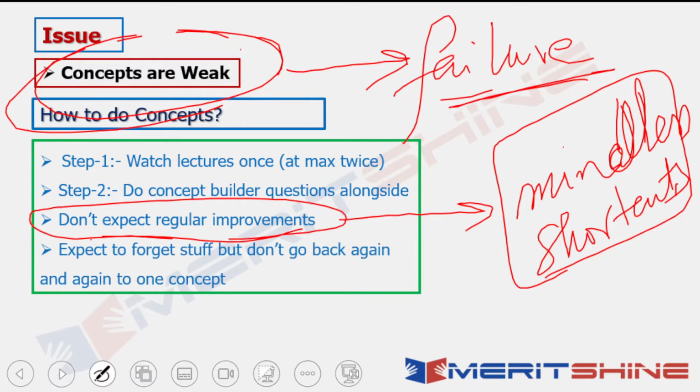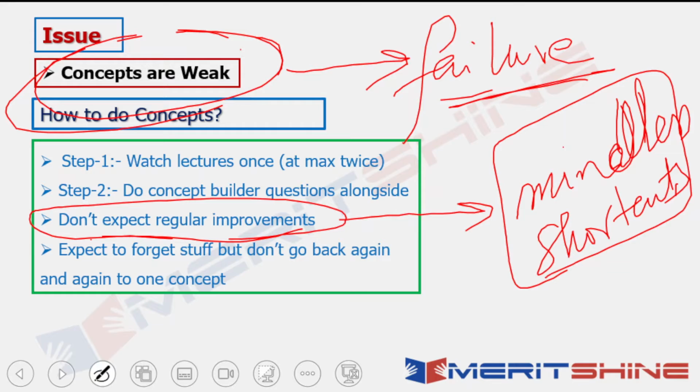Now the next thing that you should start expecting is you would forget stuff. But that doesn't mean you'll need to go back again and again to one concept, to that video, to that particular chapter again and again. So this is a very common phenomenon that when you study for, let's say, 4 or 5 concepts over a period of 2 weeks, and then after 2 weeks when a similar kind of question relating to those 4 or 5 concepts come, and you are then at a separate concept.